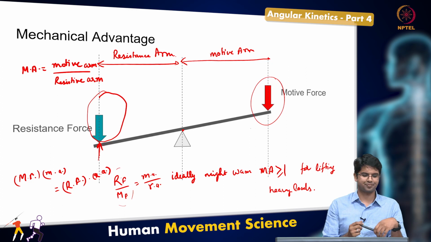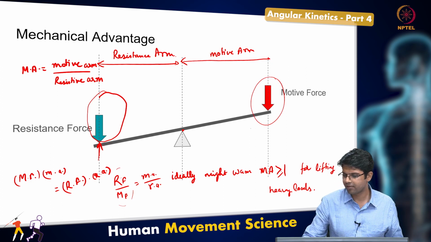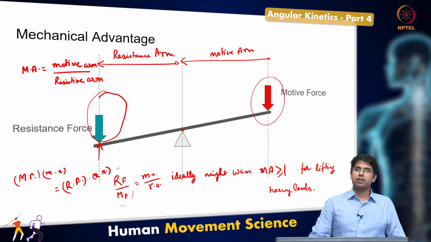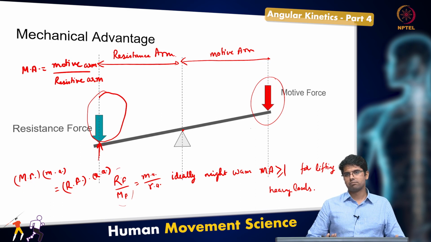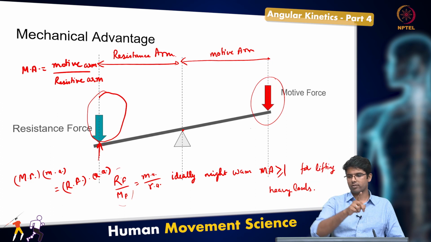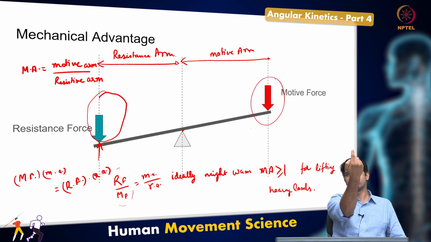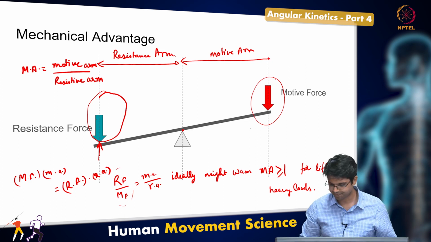And if the mechanical advantage is equal to 1, in that case the motive and the resistive forces are equal, right? So motive arm and resistive arm are equal, and in that case all you're doing is changing the direction of the force that you're able to apply. So you were applying a force downwards at the other extreme end of this, the force is now acting upwards on whatever object you wanted to apply force.